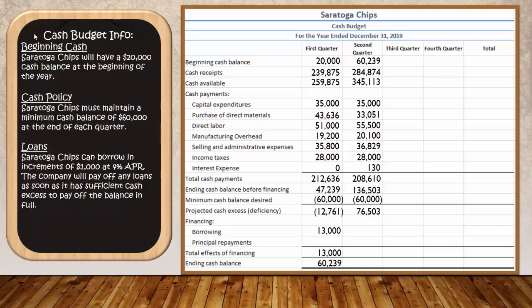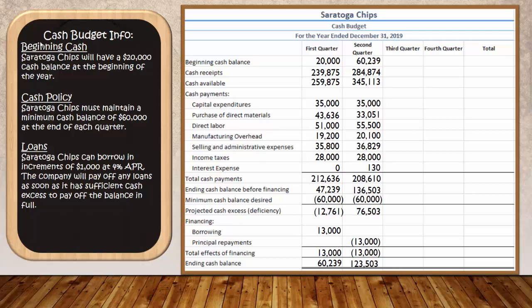And according to the information in the loan section, as soon as we have sufficient cash excess to pay off the balance of our loan in full, we will do so. Well, we have more than $13,000 in cash excess. So since we have enough cash, we are going to pay off our loan right now. Our principal repayment is going to be to pay off that $13,000 we owe on the loan. So what we do is we subtract that from the amount of ending cash we had before financing, our $136,503. Take out the $13,000 that we're going to use to pay off the loan. And we're going to come up with an ending cash balance of $123,503.